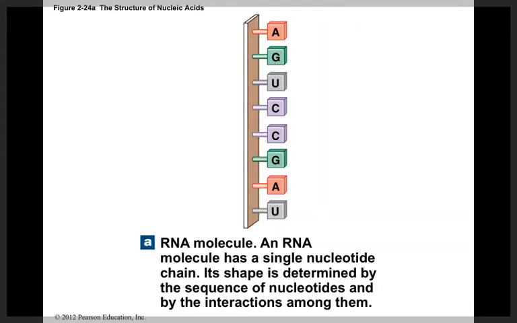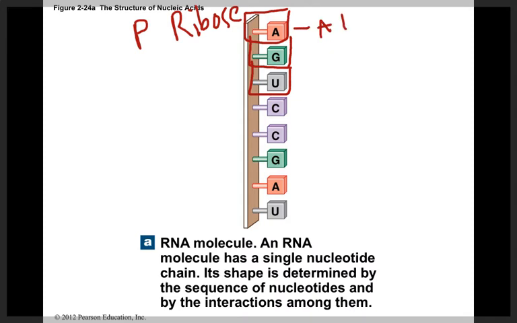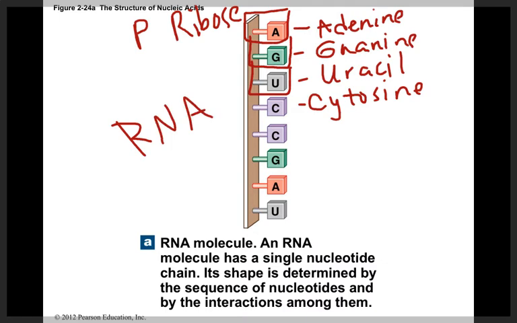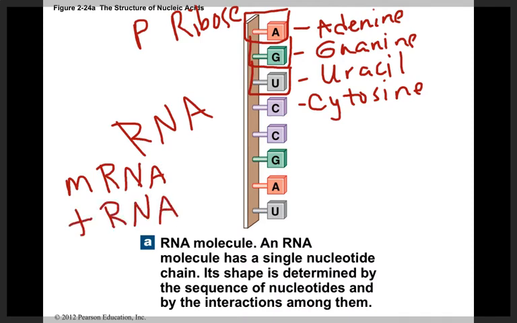RNA is single-stranded. It contains a single chain of nucleotides. Again, each nucleotide contains a phosphate group, a sugar group, which in this case is ribose, and a nitrogenous base. The nitrogenous bases, again, are adenine, guanine, uracil, and cytosine in the RNA molecule. There are three different types of RNA, which we'll discuss in Chapter 3. There's messenger RNA, there's transfer RNA, and there's ribosomal RNA.